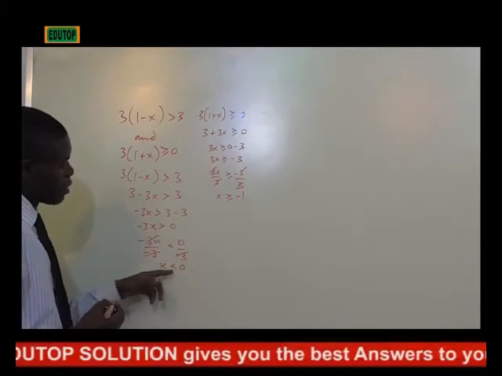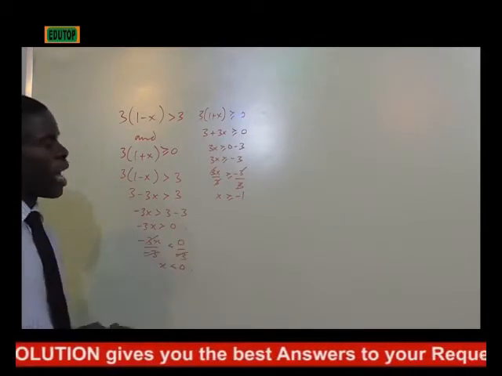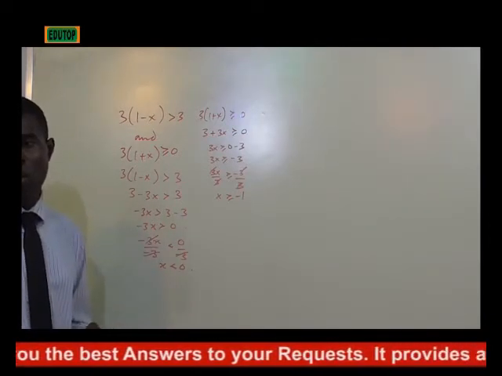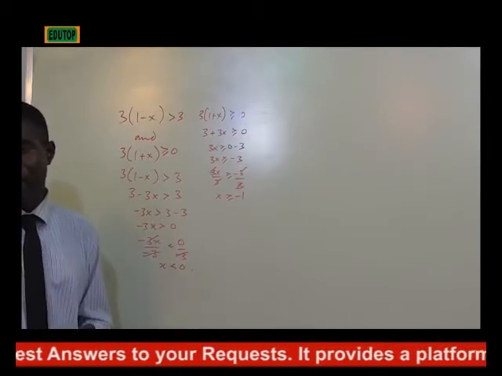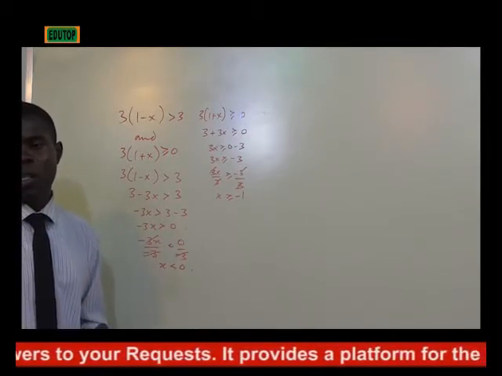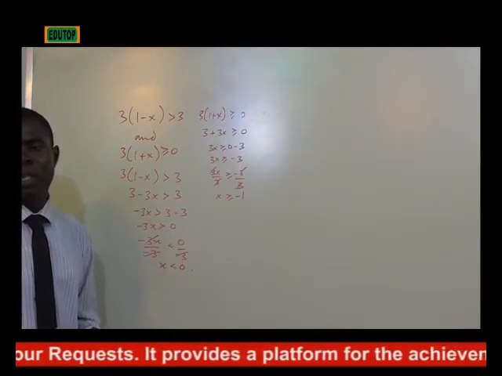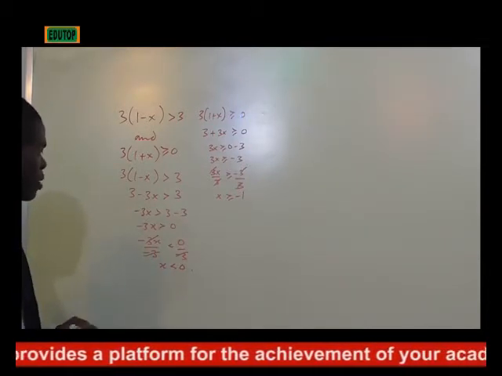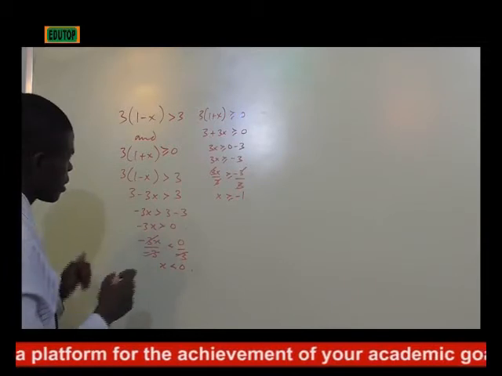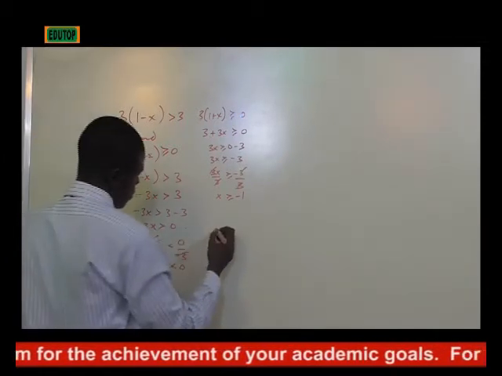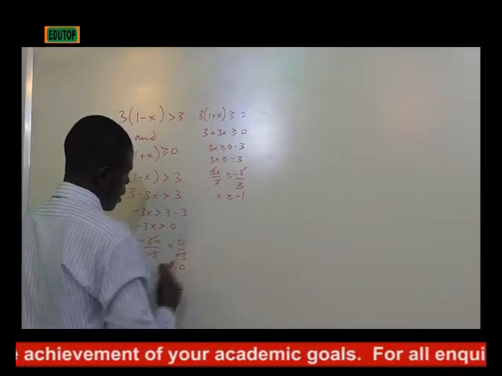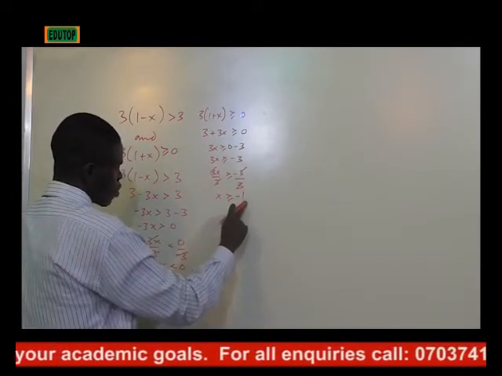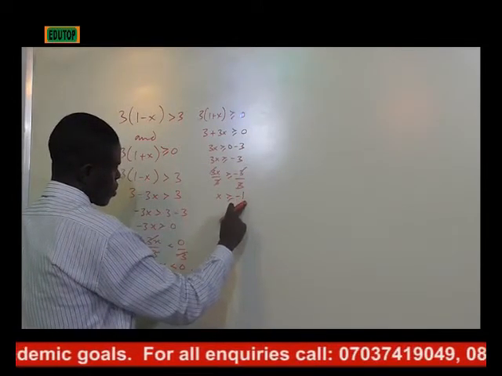So x is less than 0 here, and this one x is greater than or equal to minus 1. Since the question asks us to determine the range of values for x for which these are both satisfied, automatically we are going to have x is less than 0 and x is greater than or equal to minus 1.